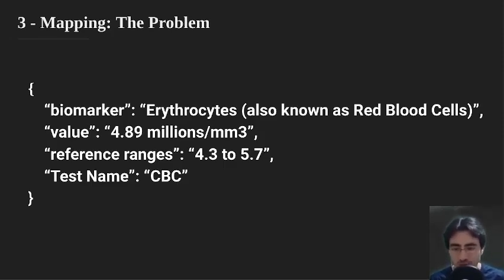Another issue here is that some biomarkers may belong to different test names. Erythrocytes belongs to complete blood count, but it also may belong to midstream stain of urine. So when we extract the JSON, we will also need to use this test name information to know what is the correct correspondent in our own internal database. So how to solve this one?